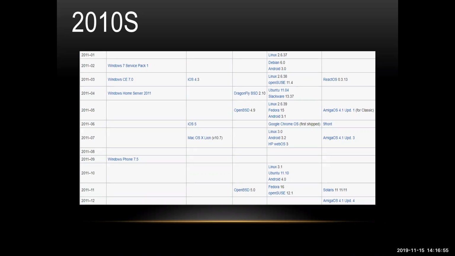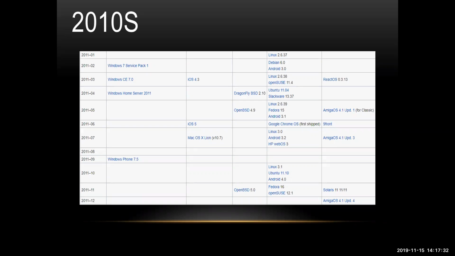And then April, we had Windows Home Server 2011. It is code named Vail. It is a home server operating system by Microsoft designed for small home offices, and homes with multiple connected PCs to offer protected file storage, file sharing, automated PC backup, remote access, and remote control of PC desktops. And then we also had DragonFly BSD 2.10, Ubuntu 11.04, Slackware 13.37.